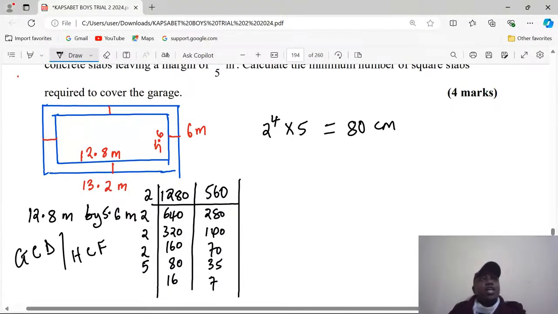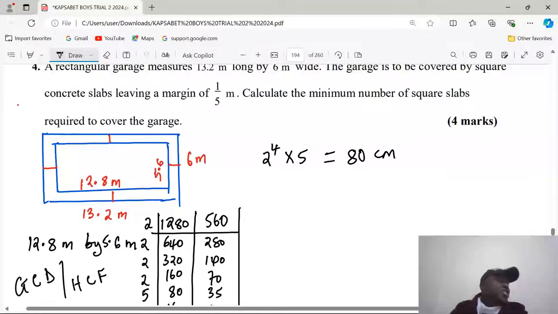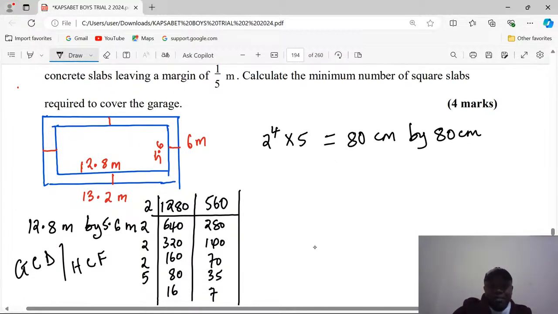Therefore, we'll be talking about a square concrete slab which is measuring 80 by 80 centimeters. But now our question is on the minimum number of square slabs required to cover. Therefore, we'll be having the dimensions of the room of 1280 by 560. That is the area to be covered.